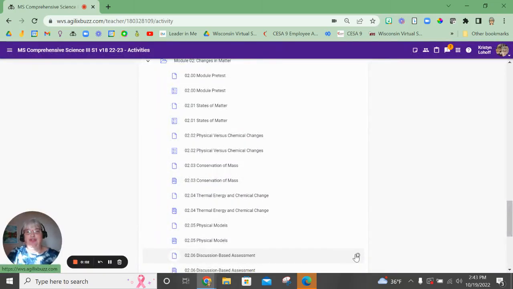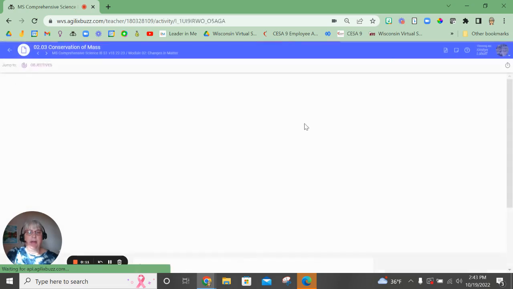Hello, I'm going to show you the activity worksheet for lesson 2.03, Conservation of Mass. So I'm going to go ahead and open up this lesson.